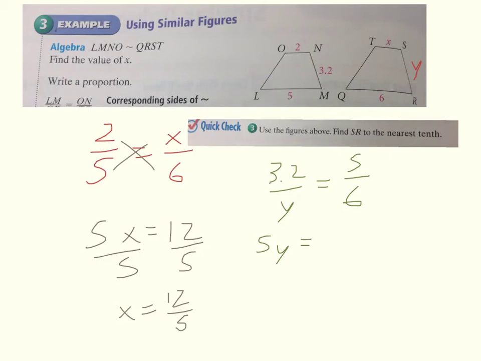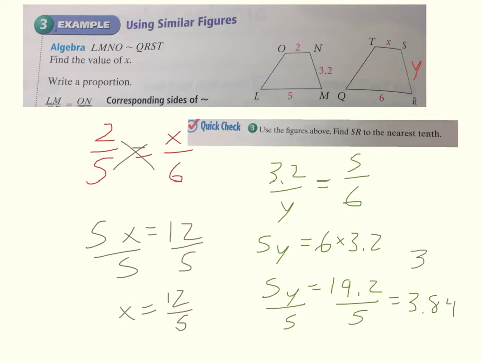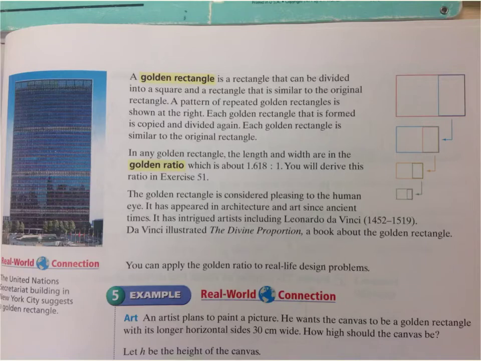5y has to equal 6 times 3.2. So 5y equals, I believe that's 19.2. And then we're going to divide both sides by 5, which gives us 3.84, but since it asks us to round our answer to the nearest tenth, we would answer 3.8 for quick check number 3. We are going to go over example 4 and quick check number 4 in class together.